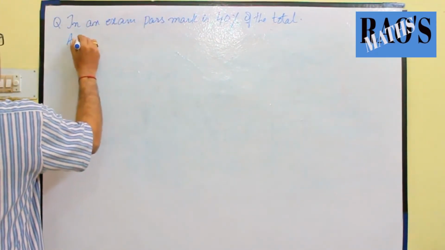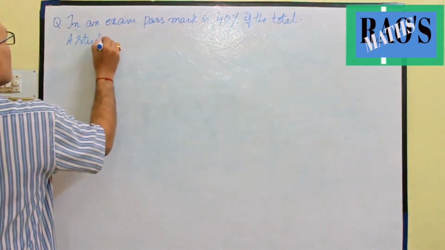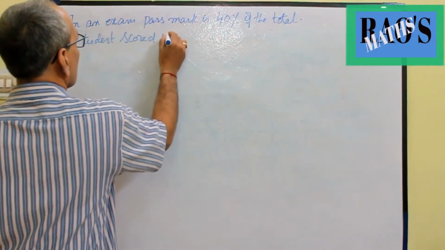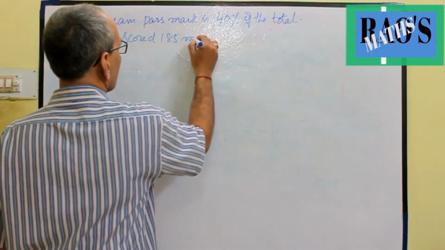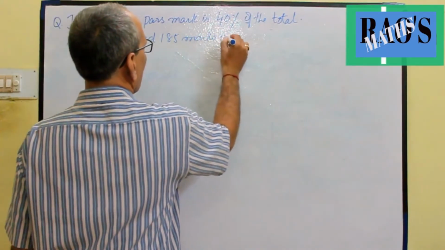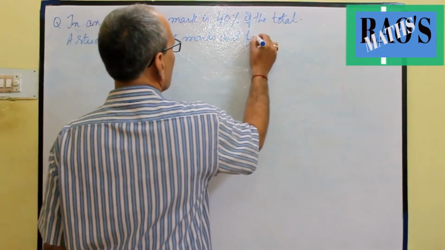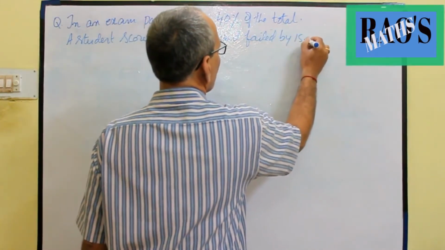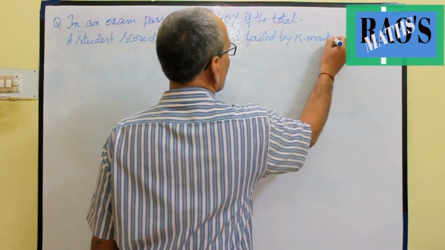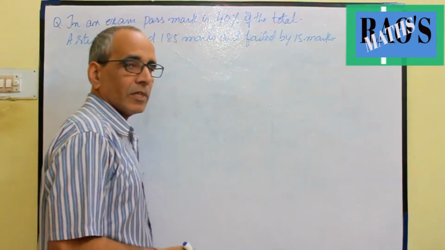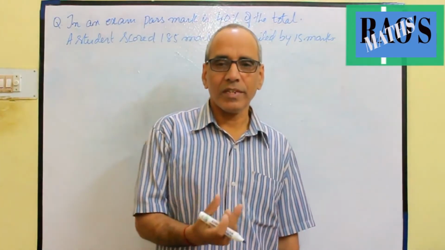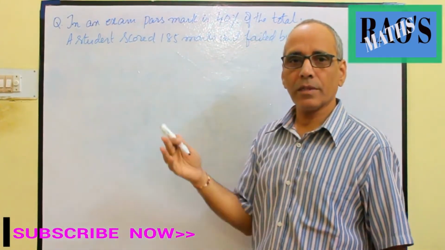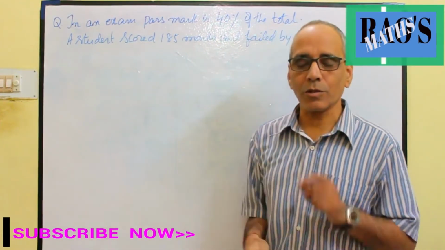A student scored 185 marks and failed by 15 marks. So he did not pass. If he gets 15 more, then what he received will get him passed, that is the 40% of the total.